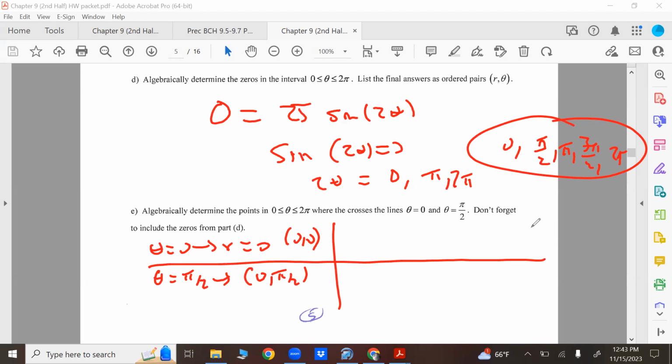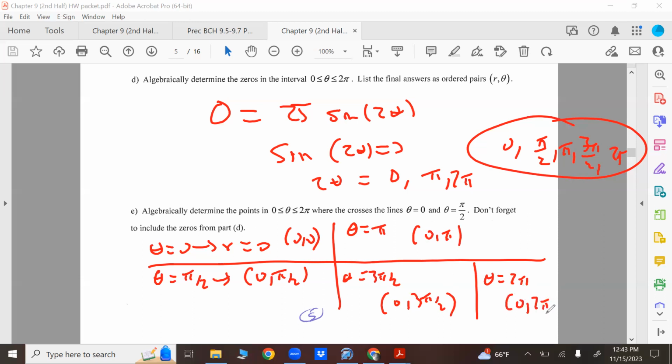And also, you do want to investigate what's happening at pi and 3 pi over 2 and 2 pi. At pi, it's going to be 0, pi; 0, 3 pi over 2; and of course 0, 2 pi. So, questions? Yeah, go ahead.